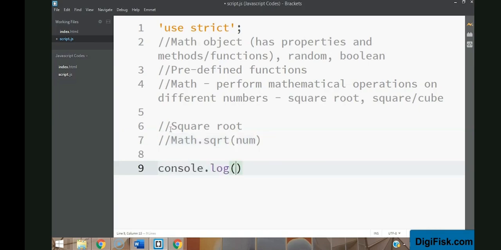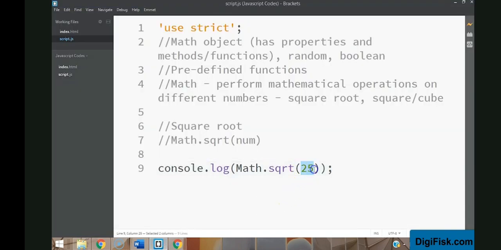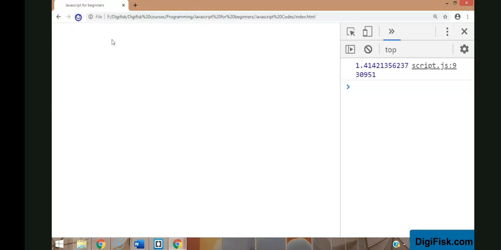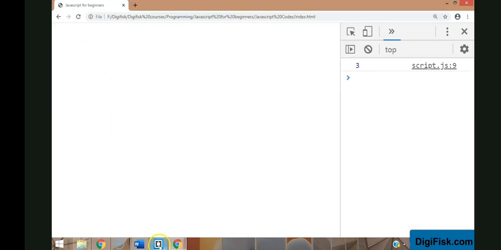So if I do a console.log of Math.sqrt, and in here if I give 25, let's see what I get. Look at that, I'm getting 5 because the square root of 25 is 5. If I give 2, what's the square root of 2? See, it's 1.414. You're getting exactly what you need. If I give 9 like this, I'm getting 3.